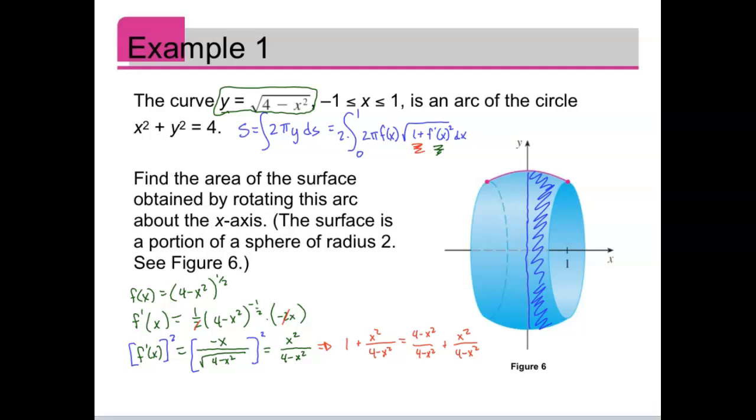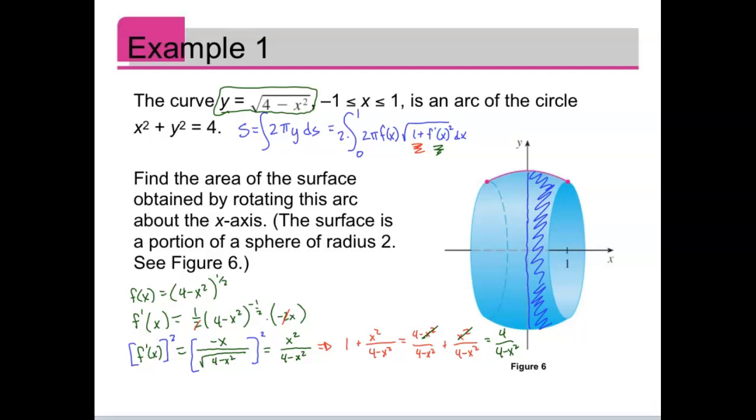All right, and then adding those, you'll have that x squared in the numerator that cancels out. And you'll have 4 over 4 minus x squared in the denominator. All right, so let's see what we have now.